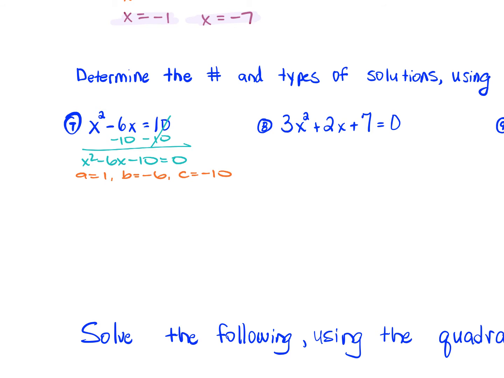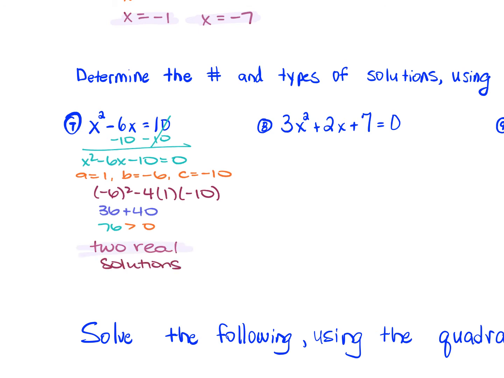So putting this into your discriminant, b squared minus 4 times a times c, that's going to give you negative 6 squared minus 4 times 1 times negative 10. The negative 6 squared is 36. Negative 4 times 1 times negative 10 is a positive 40. 36 plus 40 is 76. 76 is greater than 0. So that's 2 real solutions.